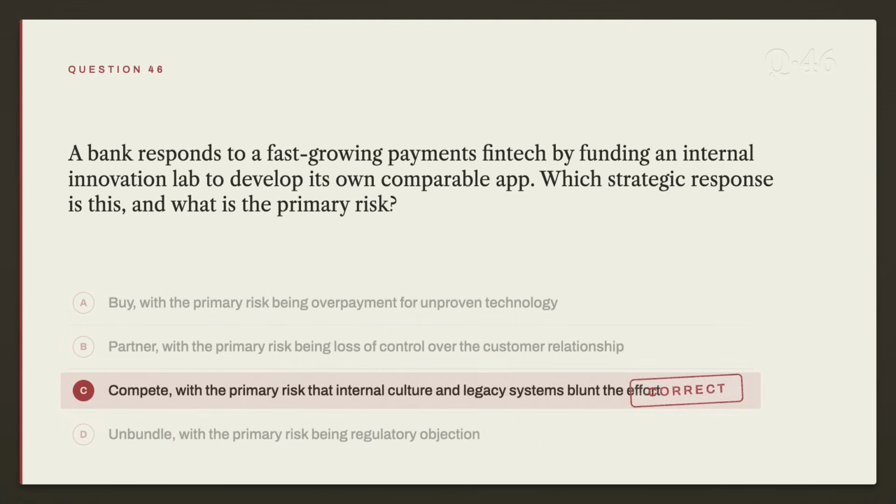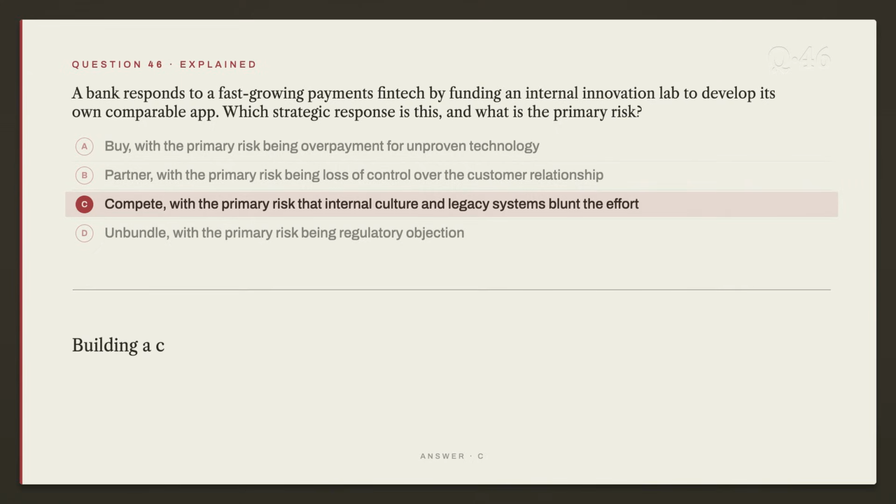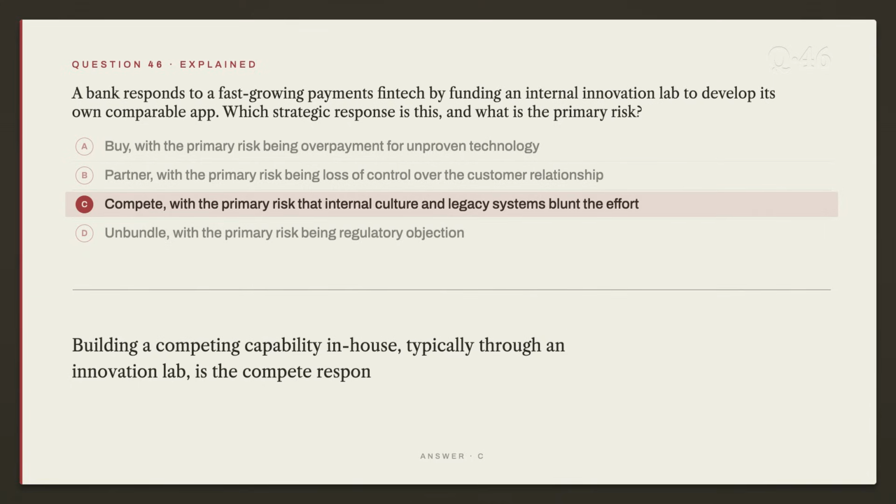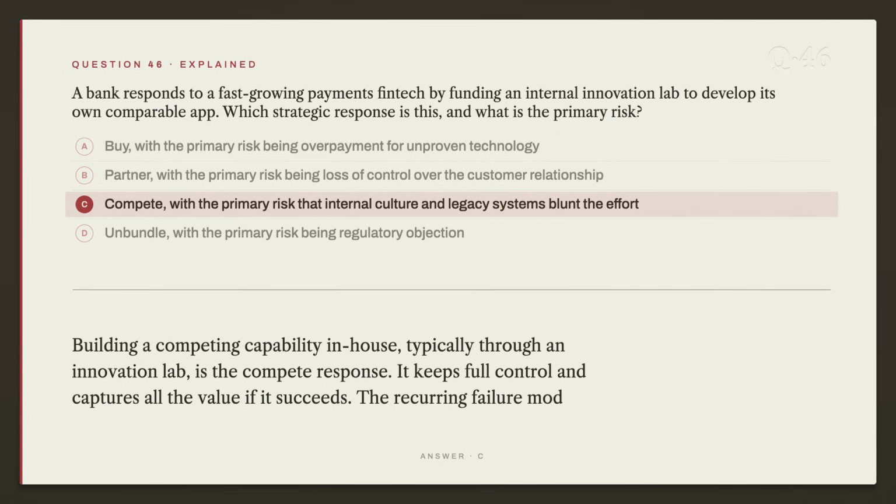The correct answer is C. Compete, with the primary risk that internal culture and legacy systems blunt the effort. C is correct because building a competing capability in-house, typically through an innovation lab, is the compete response. It keeps full control and captures all the value if it succeeds. The recurring failure mode is that a process-heavy organization running on legacy systems moves too slowly for the effort to land, which is the same cultural problem that undermines many acquisitions.